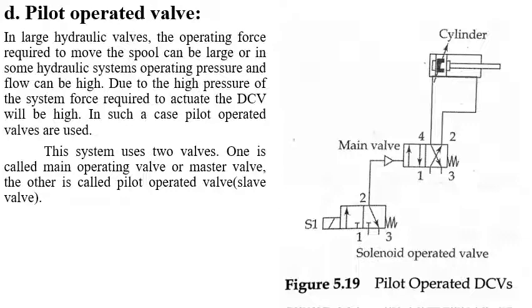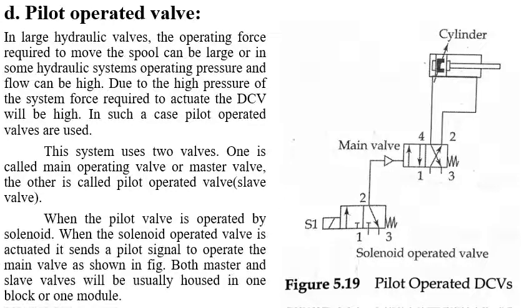The pilot operated valve or slave valve is operated by a solenoid. When the solenoid operated valve is actuated, it sends a signal. That signal is called a pilot signal, to operate the main valve as shown in the figure. So both master and slave valves are usually housed in one block or one module. Look at the diagram, you will come to know. This is the working principle of the pilot operated valve.